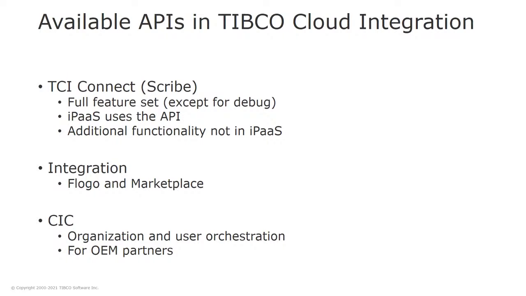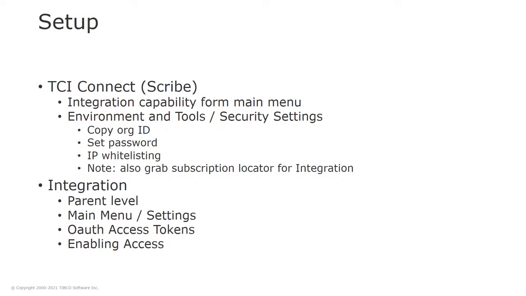And then there's another API for the Connected Intelligence Cloud. This is really specifically for the orchestration and the management of organizations and users, and it's primarily for our OEM partners. So if you're deploying a lot of organizations, adding a lot of users, doing a lot of automation around spinning up new organizations, things like that, then you would use that. We're not going to cover this one today. It's really specifically for OEM partners, but I did want you to know that it is available in case you actually needed it. All right.